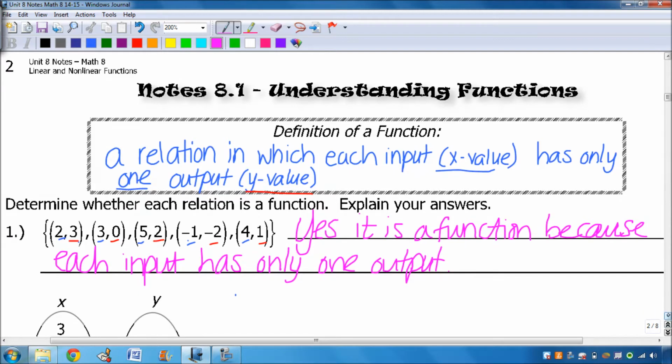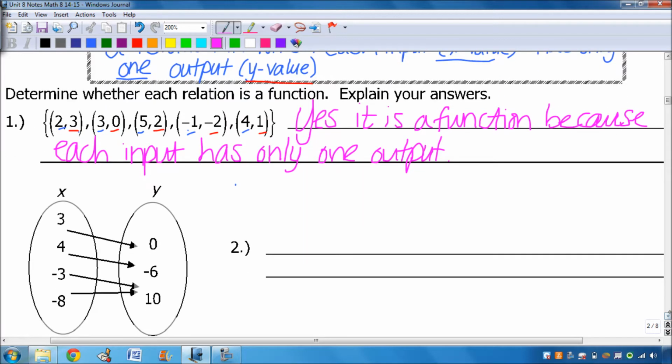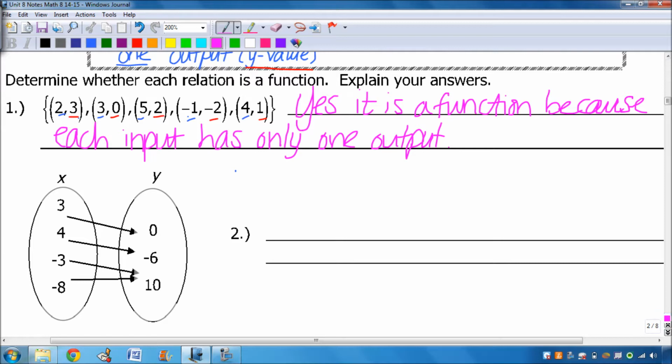All right, so let's take a look at question number 2. In question number 2, we have something called a mapping. And a mapping will just show you what each input is mapped onto. So here, our inputs are our x values, right? And our outputs are our y values, okay? So these right here are our outputs.